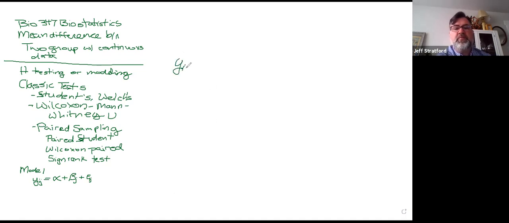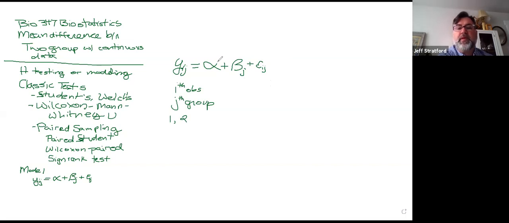And the model for two groups is Y, with subscripts ij, where it's the ith observation and then the jth group. Okay, so j will just take on values 1 and 2. You're going to have an overall mean, alpha, and then you have a beta sub j plus epsilon ij. So there's going to be error associated with each observation.